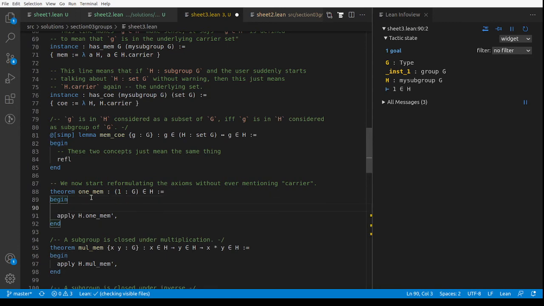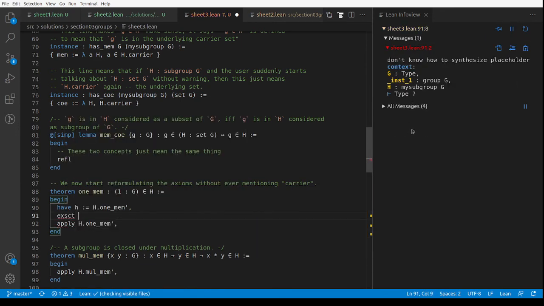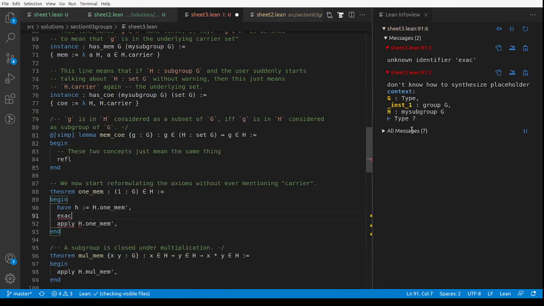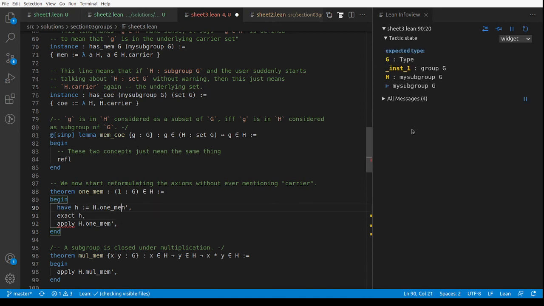Let me remind you what H dot one mem primed says. There. This is the original axiom we have for our subgroups, and the axiom says that one is in H dot carrier, right? But what we want is, we don't want to have carriers here, there, and everywhere. We want to be talking about one is an element of H, so we write one mem, one is an element of H, and that's by definition equal. You see, this is exact H dot one mem primed, right? They're not syntactically equal. The goal is what we want.